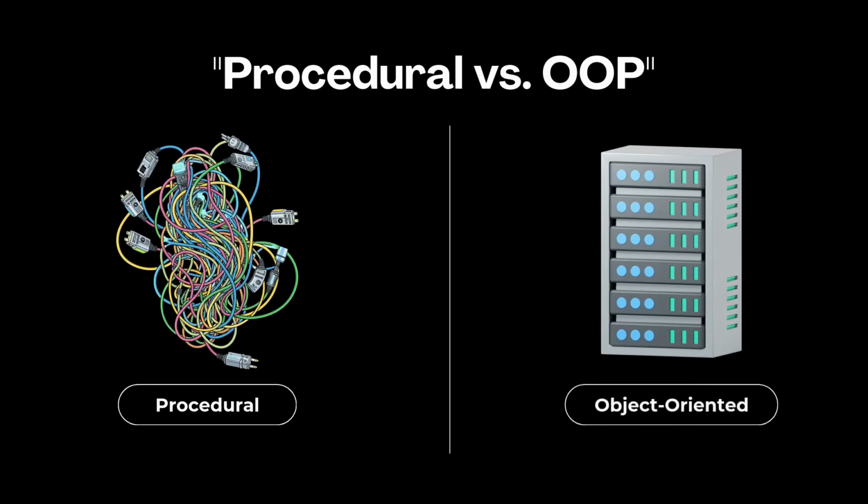Next, we have object-oriented programming, which is much cleaner, where the structure is divided into objects so that every object and its properties and methods are independent of other objects, so they can run with much less interdependence.